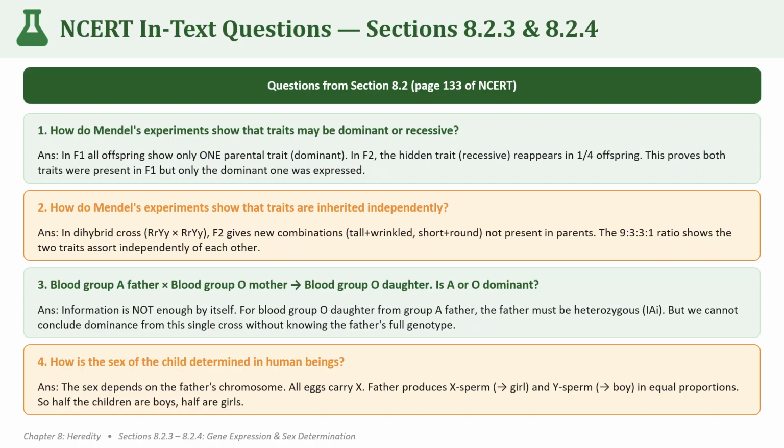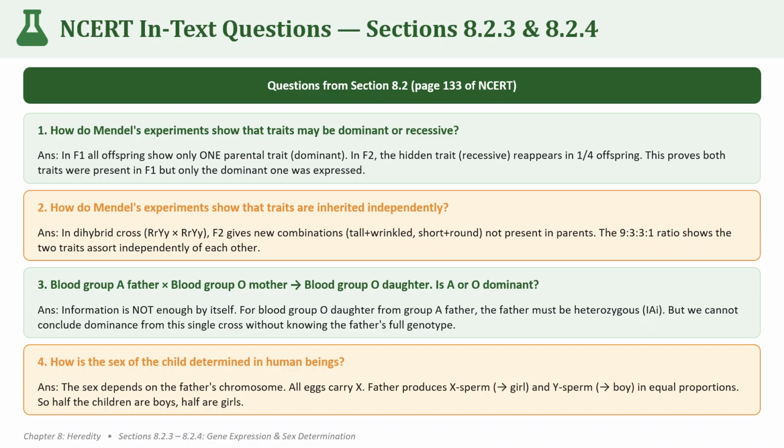Here are some NCERT text questions from your book, children. How do Mendel's experiments show that traits may be dominant or recessive? What happened in the F1 generation? Only the dominant trait was expressed. But in the F2, even the hidden, that is the recessive, trait also appeared. So this proves that in F1, only the dominant trait was expressed.